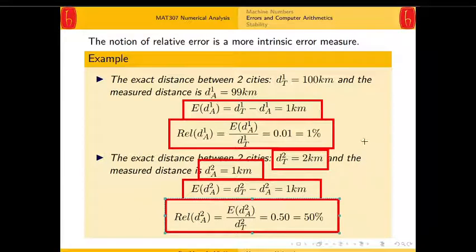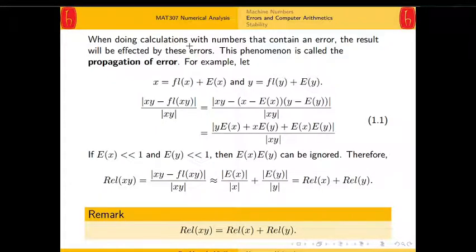Okay, so if we are doing computer arithmetic, say we are taking the product of two numbers. When doing calculations with numbers that contain an error, the result will be affected by these errors because the numbers themselves are not exact already. So the product of these two numbers will not be exact as well. This phenomenon is called the propagation of error.